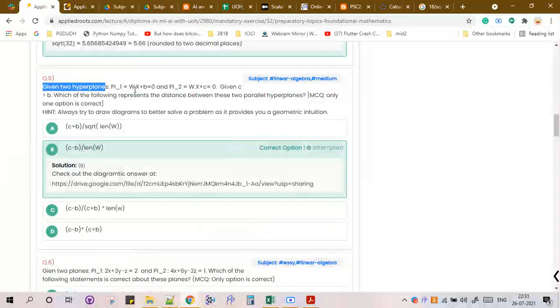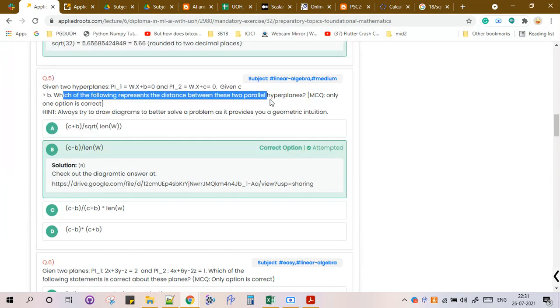Given two hyperplanes, wx plus b equal to 0 and wx plus c equal to 0, given c is greater than b. Which of the following represents the distance between the two hyperplanes? What they are saying is that these two hyperplanes are parallel. Hint: always try to draw a diagram.